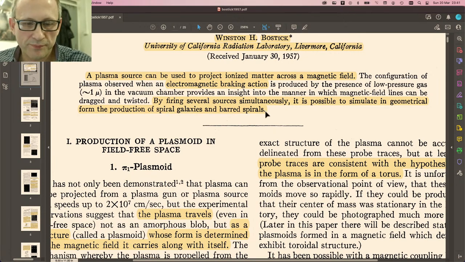By firing several sources simultaneously, it is possible to simulate in geometrical form the production of spiral galaxies and barred spirals. So perhaps if we had done our Vega experiments with really, really good vacuum pumps, we would never have observed these spiral structures. It's because the vacuum systems of Henk, Urin, and Dave Boutelier were not fantastic. They enabled this photoionization to occur to create the spiraling and so forth of the plasmoids.